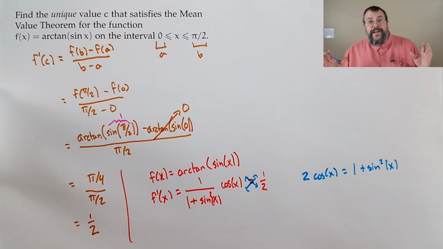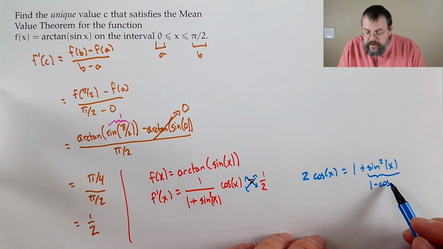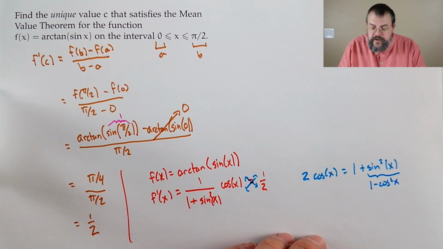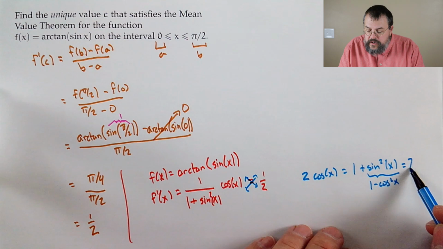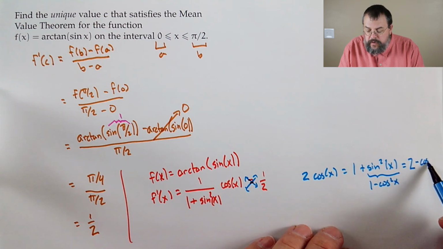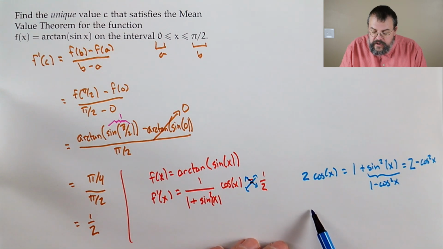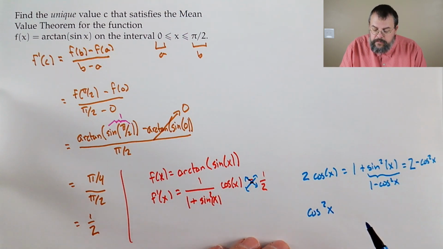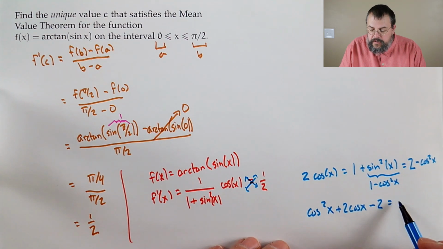Beautiful trig identity. Sine squared plus cosine squared equals 1. So we can replace this sine squared by 1 minus cosine squared. And if we do that, everything will be in terms of cosine. So we have that this 1 plus sine squared is really 2 minus cosine squared. All right, well, let's move everything to one side. So if we do that, we'll get cosine squared x, because that's going to come across, plus 2 cosine of x minus 2 equals 0.